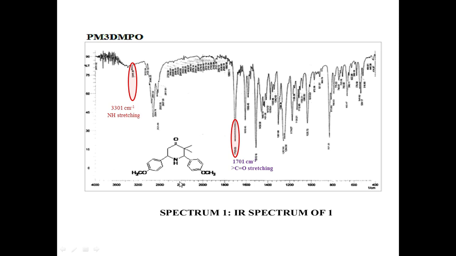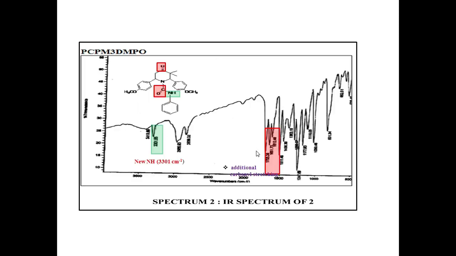So I can easily find out my parent compound has two functional groups, and the aromatic region appears in this region. So this is the fingerprint region. Another one is the derivative, the phenyl carbon compound. Here I substituted the NH; the old NH disappears, and a new NH appears at 3301 cm⁻¹.